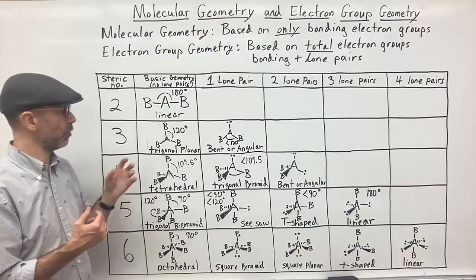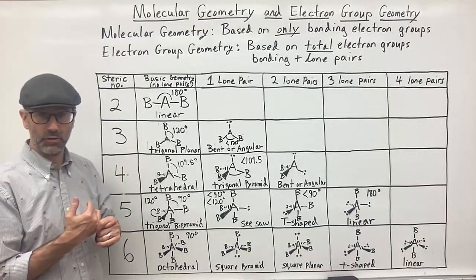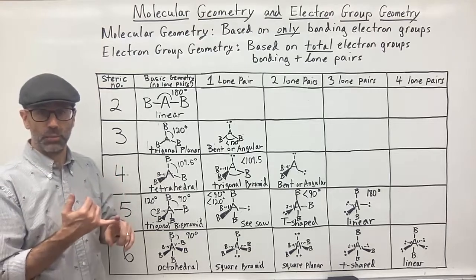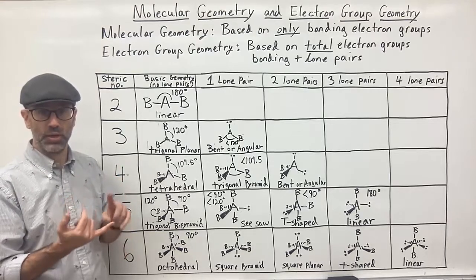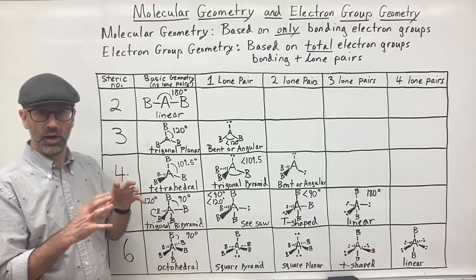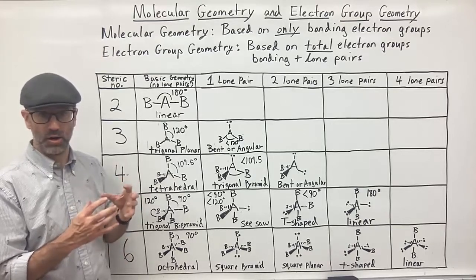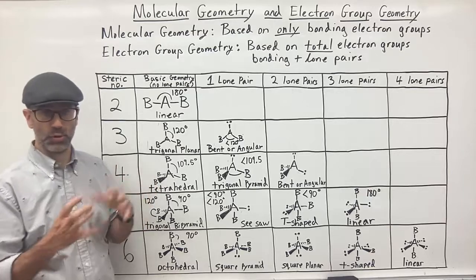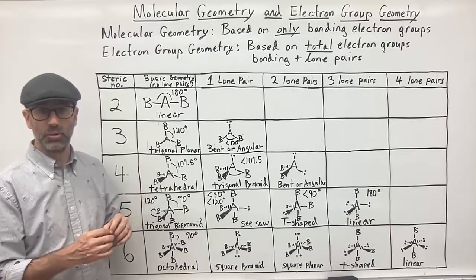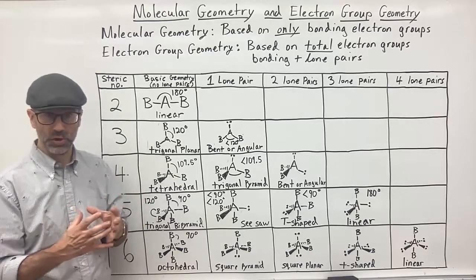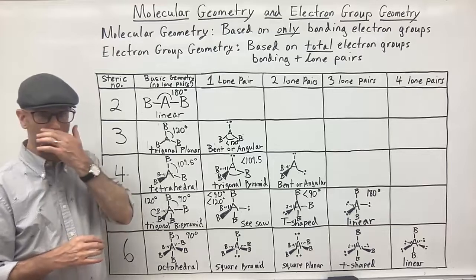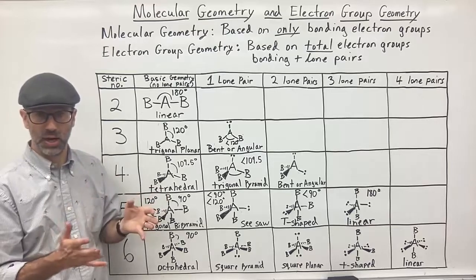And so remember, when we're thinking about bonds or bonding groups, that includes double and triple bonds. So when we think of single, double, and triple bonds, those double and triple bonds are not thought of as 2 groups or 3 groups. A double bond is considered 1 group, and a triple bond is considered 1 group. So we don't separate those out. We don't say, oh, that's 3 groups.